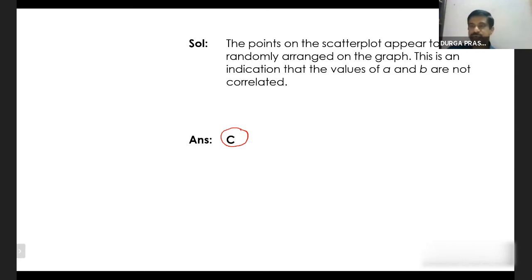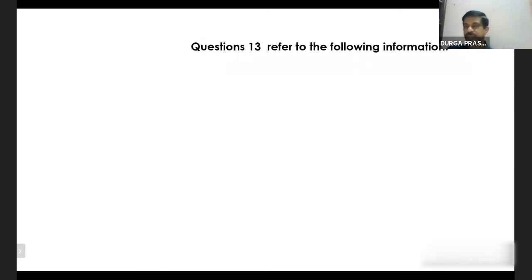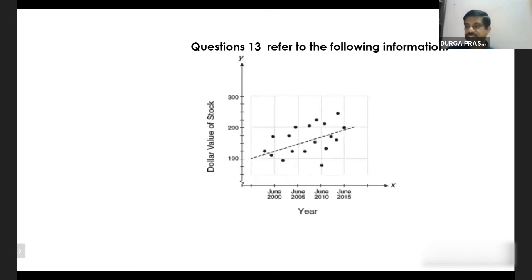Okay, children, let us go to the next question. Question 13, refer to the following information. What is the information? You see here we have the dollar value of stock and year. So there is one line of best fit.